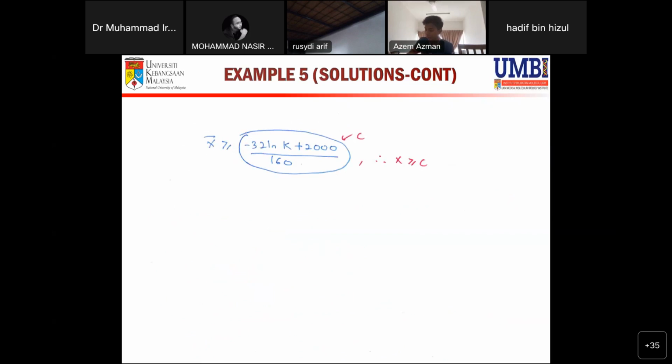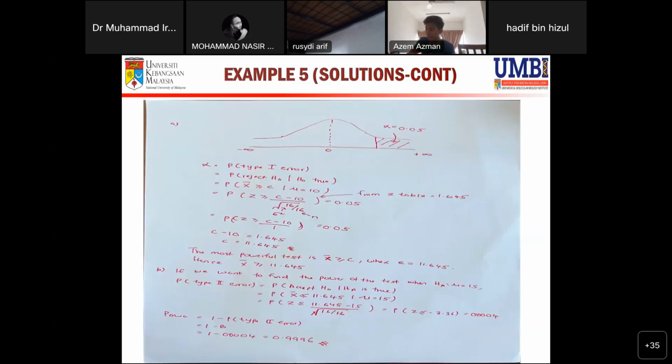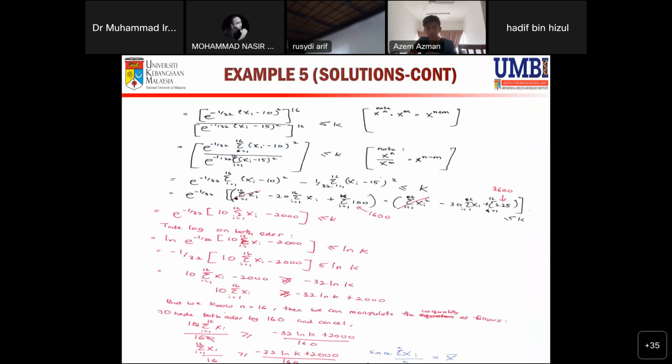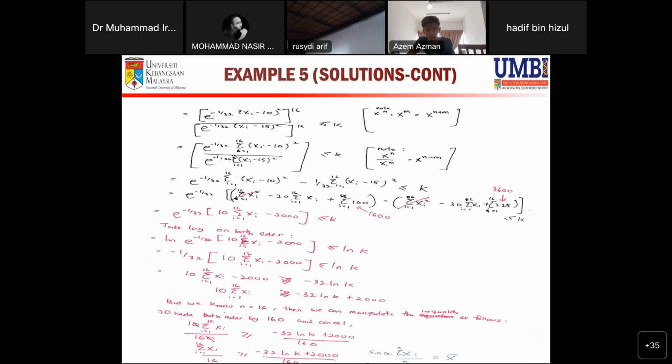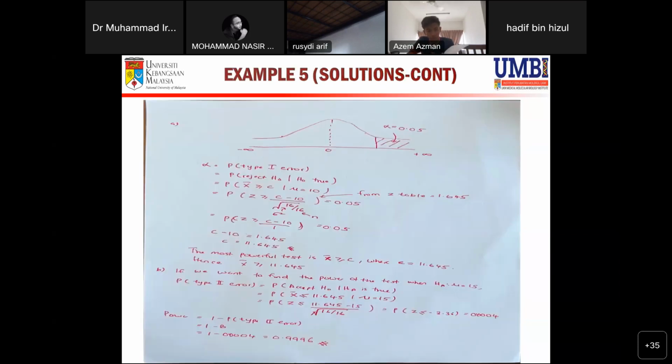Okay. So we start with example 5. We have two more examples after this one. In this case, we want to find the value for C.